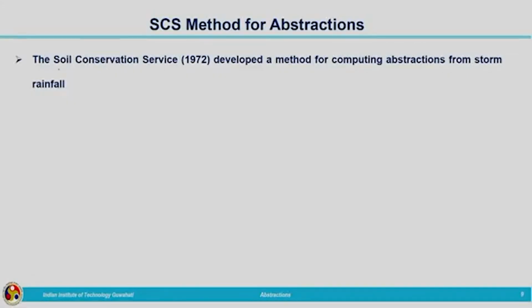This is a method which is used for agricultural watersheds. This method was actually developed for agricultural watersheds. SCS stands for Soil Conservation Service. The Soil Conservation Service developed a method for computing abstractions from storm rainfall. This was developed in the US, mainly from agricultural watersheds, to help the farmers and also to give an idea about the runoff value for agricultural requirements.